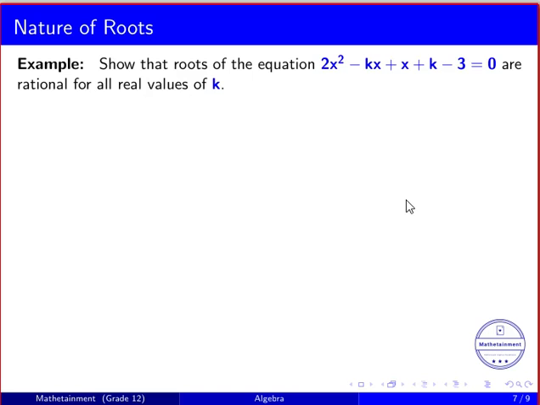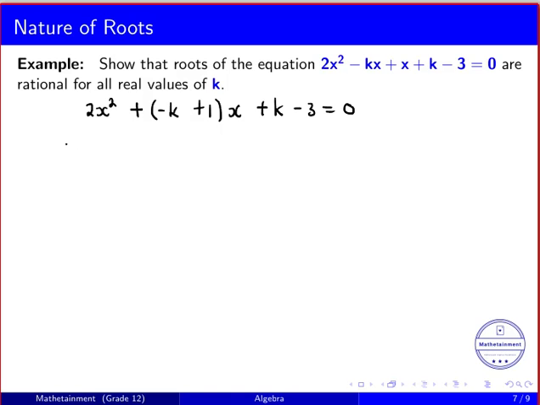Here we are required to show that the roots of the equation 2x squared minus kx plus x plus k minus 3 equal to 0 are rational for all real values of k. Let us take that equation and write it in its standard form. We have 2x squared plus minus k plus 1 all multiplied by x plus k minus 3 equal to 0. That is its standard form.